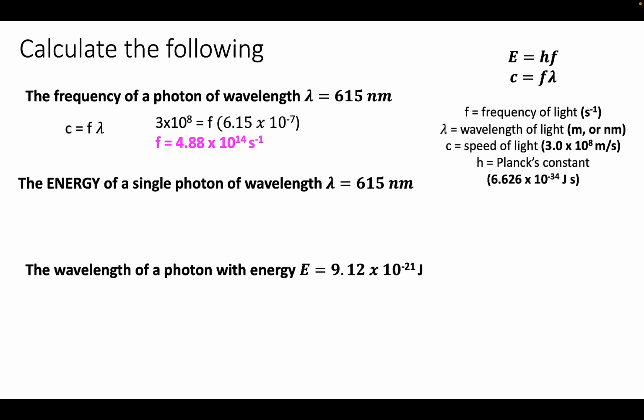That's because the wavelengths are a small value, right? 615 nanometers is very small, and it's traveling towards us at 3 times 10 to the 8 meters per second, which is the speed of light, very quickly.